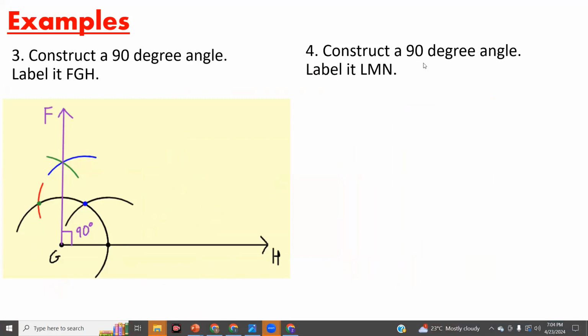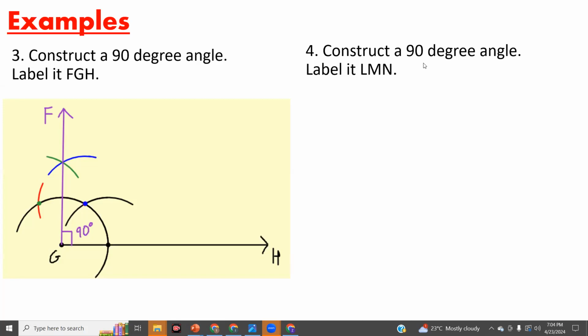Brianna, you understand how we constructed it? Brianna. Yes, sir. Okay. Malik, do you understand how we constructed it? Yes, sir. I do. How about you, Mark? Where's Mark? Do you understand how we constructed the 90-degree angle?